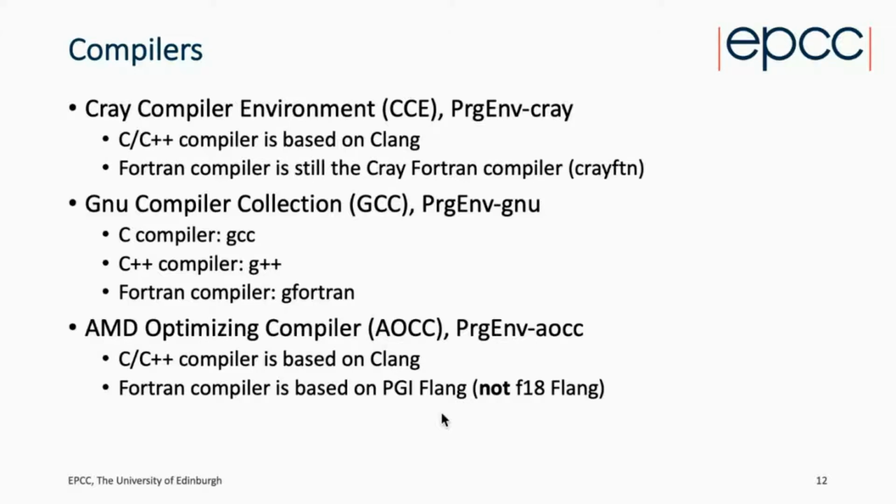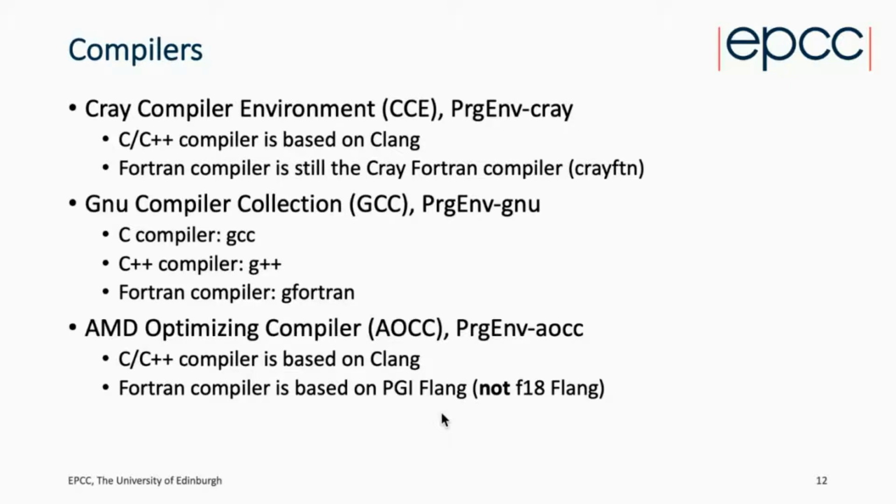So I had a chat on the RSE Slack yesterday, which was illuminating about the different versions of Flang that are out there and how they are all called Flang, but aren't all the same thing. So the AMD one is based on this PGI version of Flang, not the F18 Flang, which can't actually compile code at the moment, and that's the bit that's part of the LLVM project. Okay. So they're the three program environments at the moment.